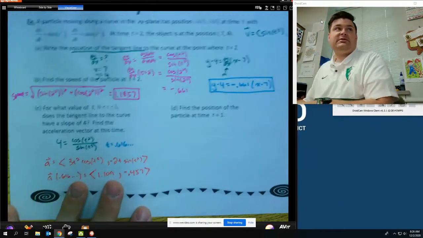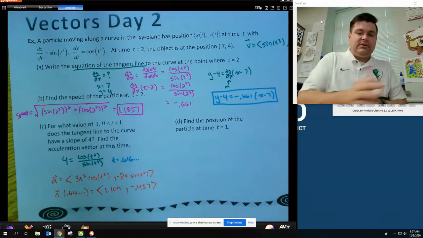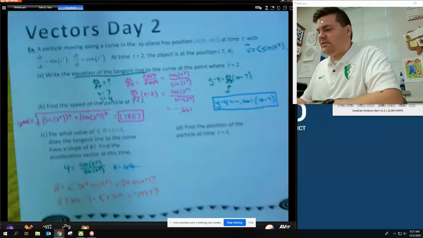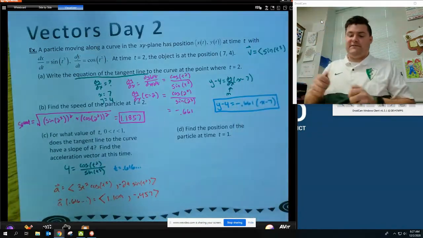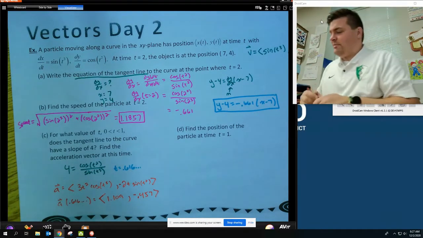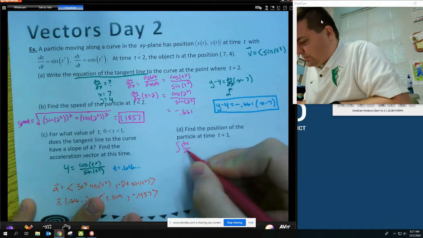So we have everything. If we're given the derivative to find the previous position, you can take the integral. So we're going to take the integral of dx/dt, find out what the horizontal is, take the integral of dy/dt, find out what the vertical is, and put them together into one little vector, and then we'll be done. So I want to integrate dx/dt with respect to t.